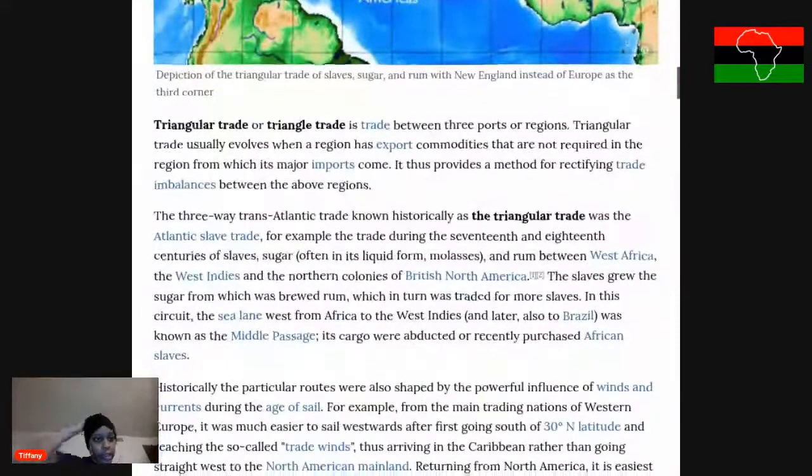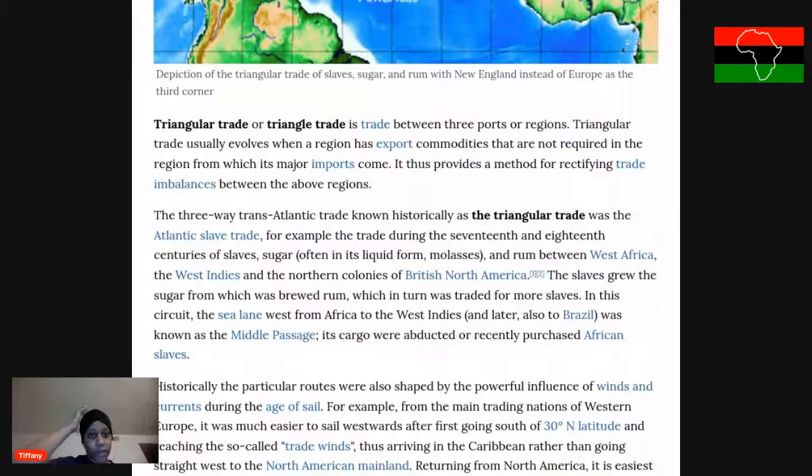So the triangular trade or triangle trade is trade between three ports or regions. Triangular trade usually involves when a region has exported commodities that are not required in the region from which its major imports come. It thus provides a method for rectifying trade imbalance between the above regions.